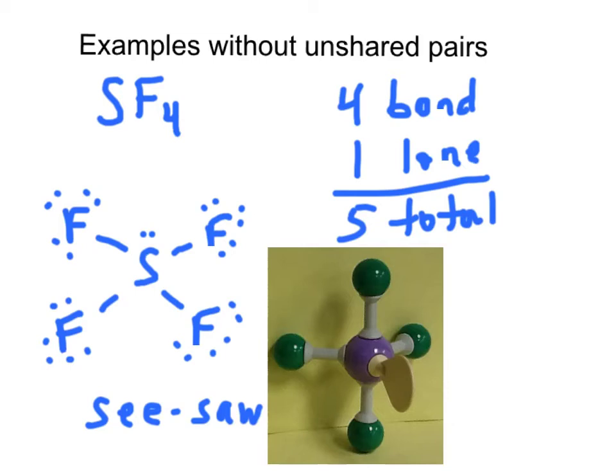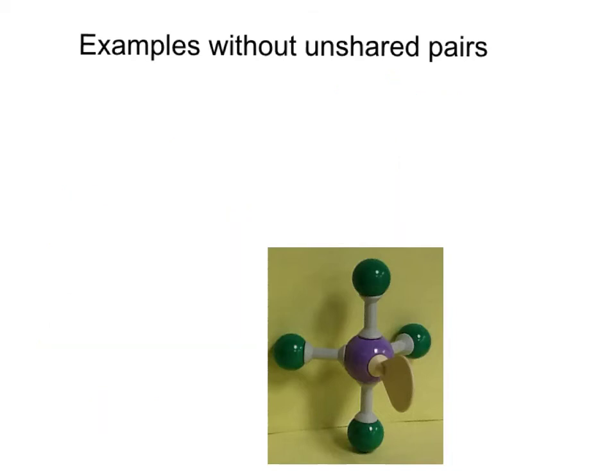We're going to have 2 more examples coming up where you have 5 total areas around the central atom, and then we'll have a couple that have 6 areas around the central atom. So let's erase some of what we have here so we make room.